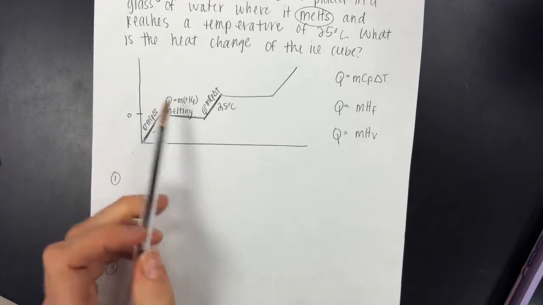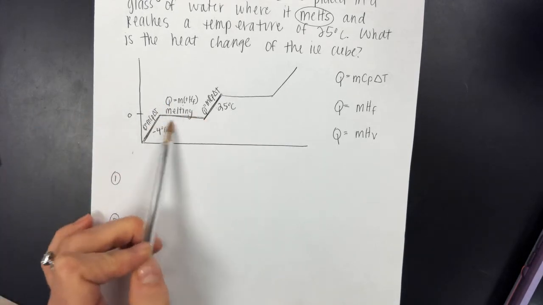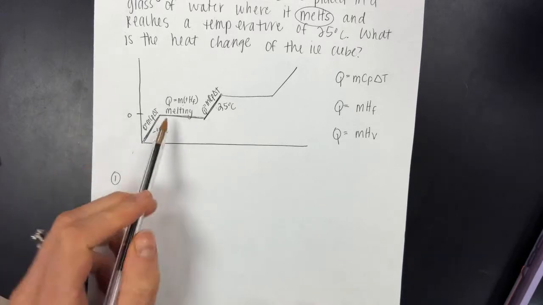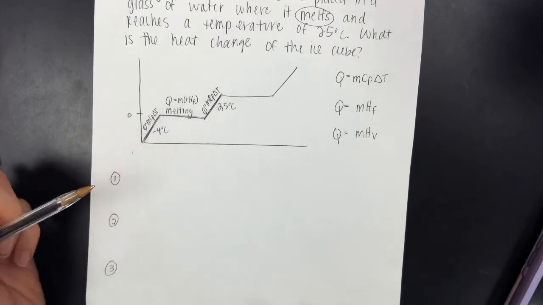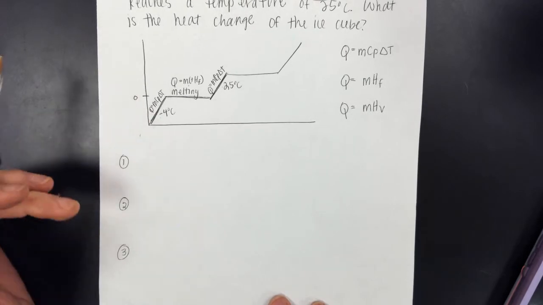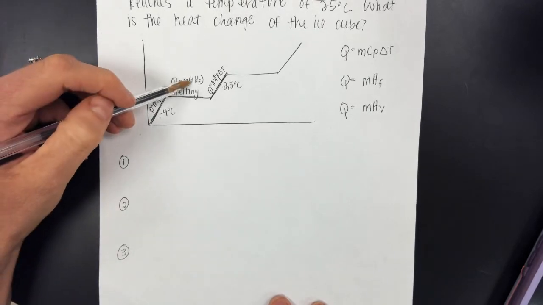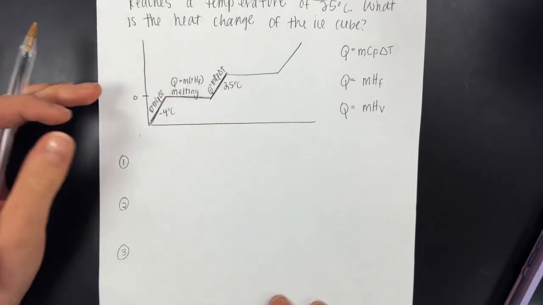Okay, so think about, as you're melting, that is an endothermic process, so you can anticipate that your Q's are going to be positive. And right here as well, you use your positive heat of fusion.